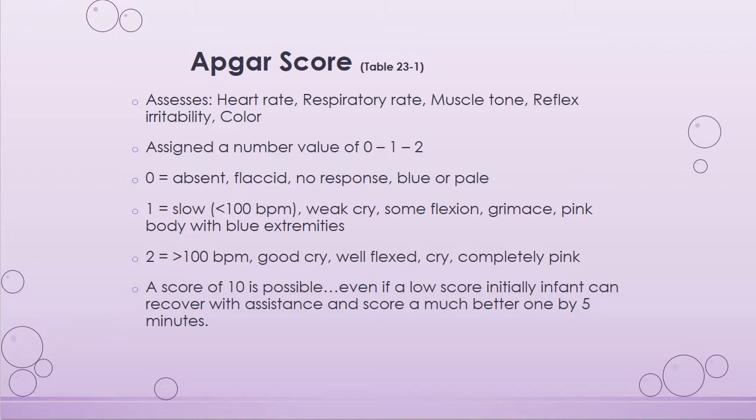So as you can tell, here we have Apgar scores. Table 23-1, I believe it is in your book. It assesses the heart rate, we're looking at respiratory rate, we're looking at muscle tone, we're looking at reflex irritability, and we're looking at color. These things are assigned a number value of 0, 1, or 2. 0, of course, if you think about it in terms of what 0 would mean, it's absent. There's nothing there. 1 would be slow, and 2, you're going to expect that this is a normal or expected finding. A score of 10 is possible. And even if a neonate receives a low score initially, they can recover and score a much better one by 5 minutes.